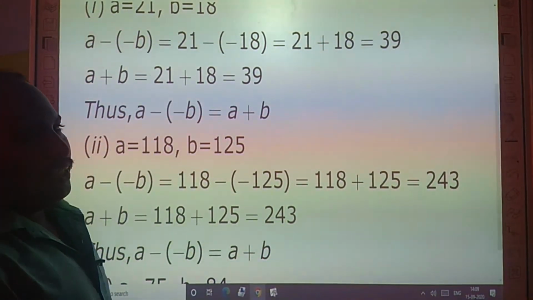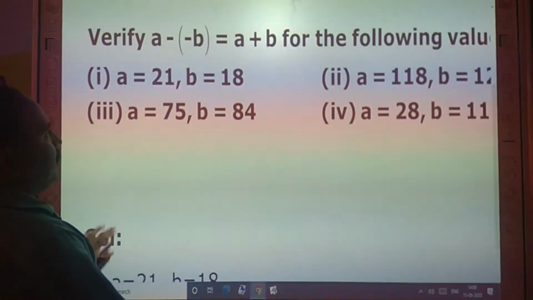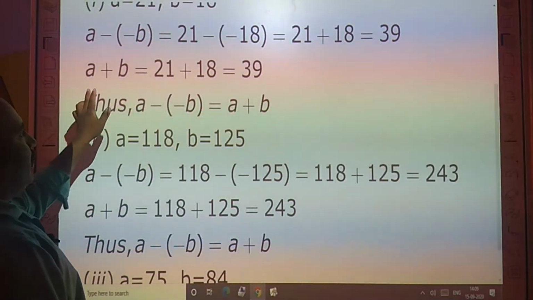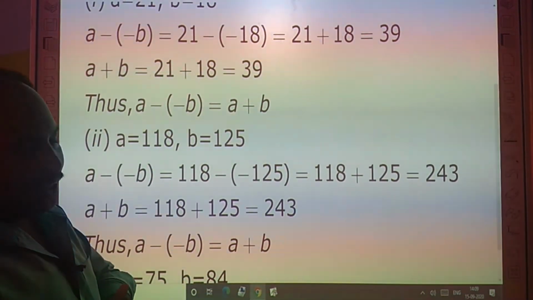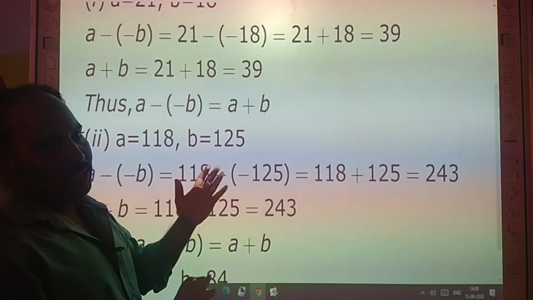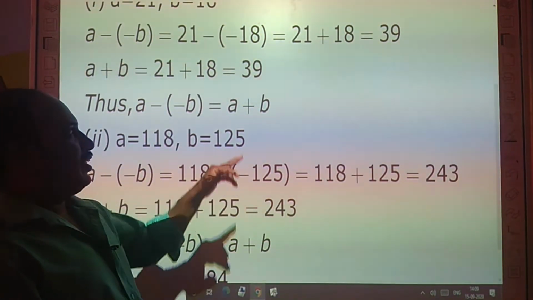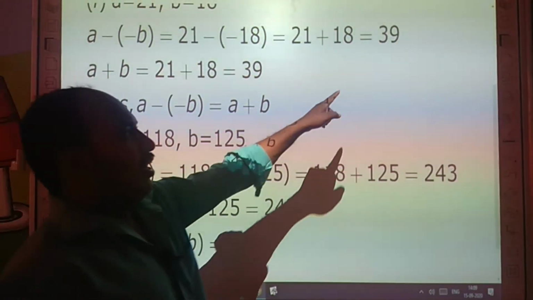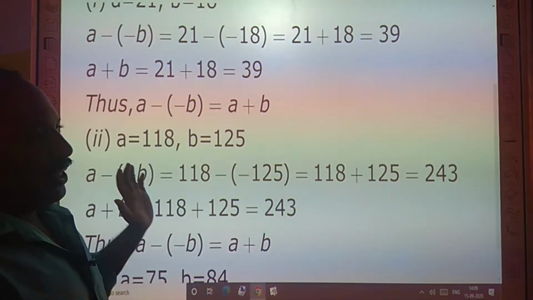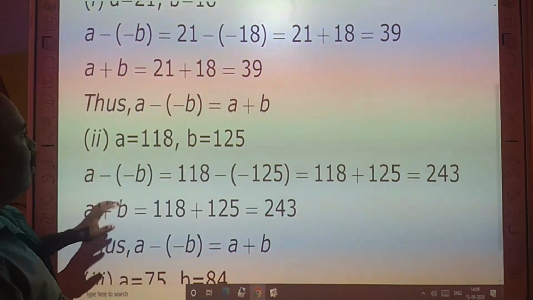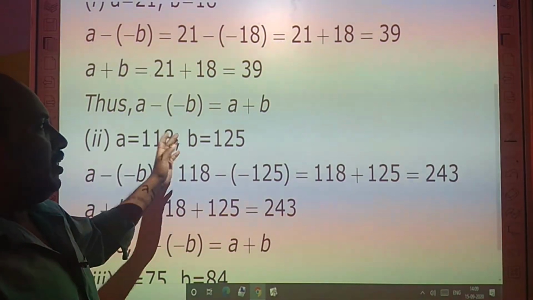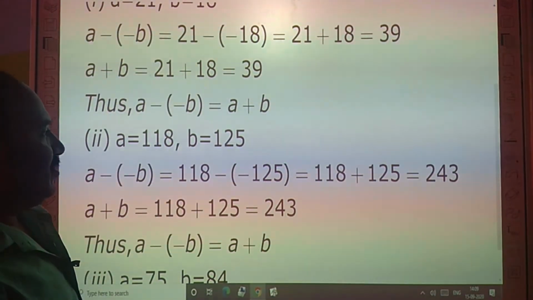Then next we go to the right hand side. Our right hand side is A plus B. A value is 21 plus B value is 18. So A plus B, 21 plus 18 is equal to 39. LHS is equal to 39 and RHS is equal to 39. So LHS is equal to RHS. Thus the condition A minus of minus B is equal to A plus B. Hence verified.